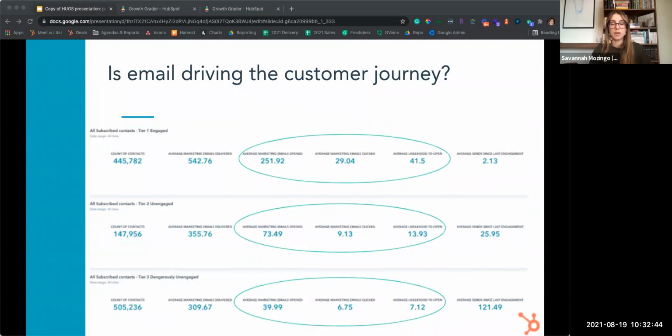Ask yourself now if you have workflows in place to reach out to unengaged contacts via email or via a sales rep task. Like we were talking about earlier, lead score. Is your lead score aligned with the email health that you're seeing here?